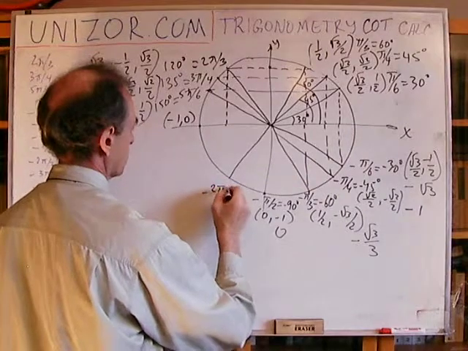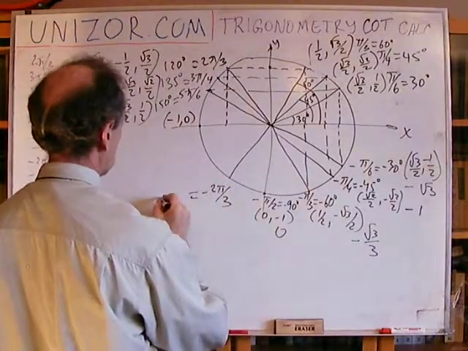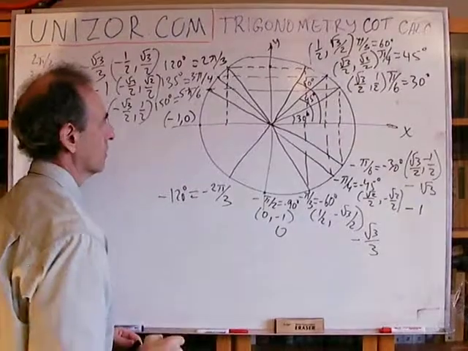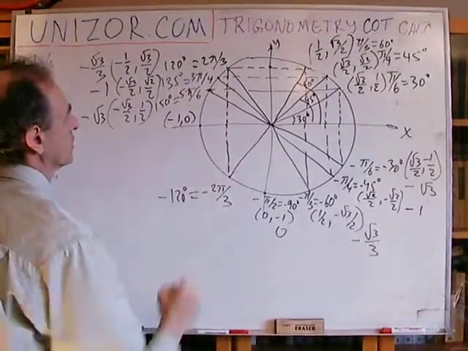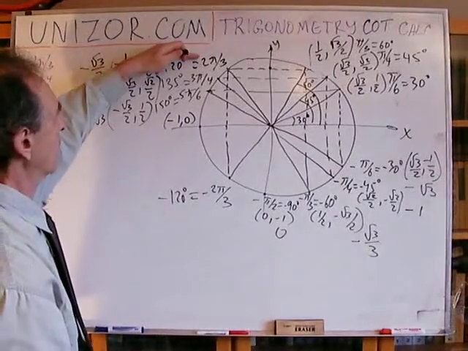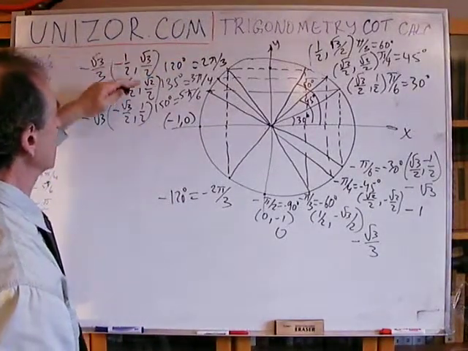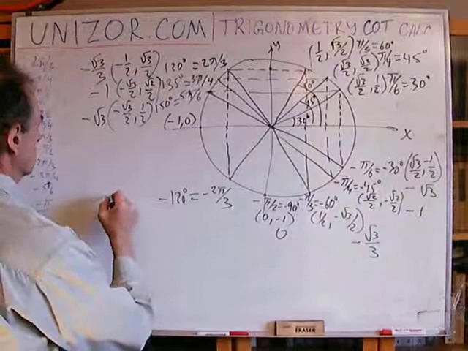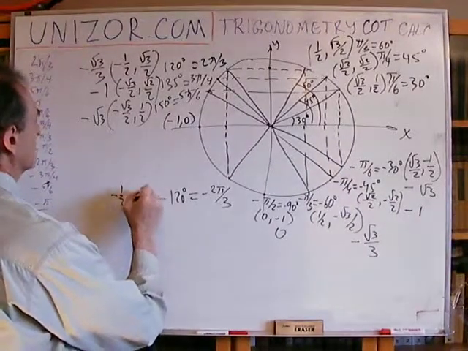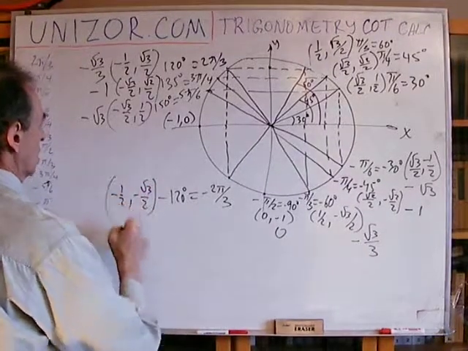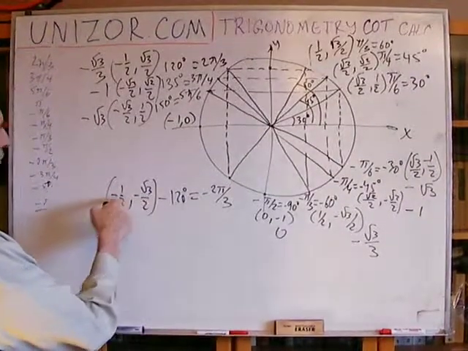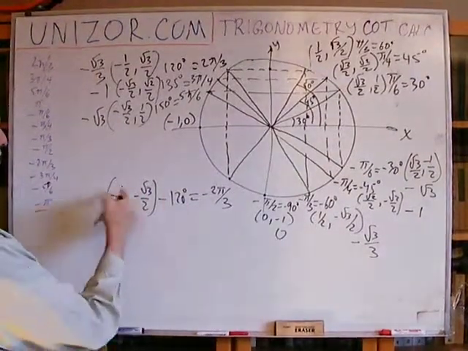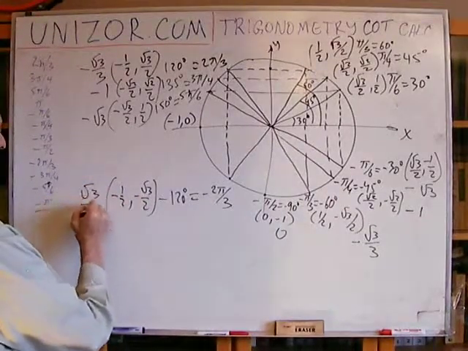Okay, minus 2 pi over 3, which is minus 120 degrees. Obvious symmetry with plus 2 pi over 3. So let's take a look at this one. Retain abscissa and change an ordinate to an opposite. So it's minus 1 half, minus square root of 3 over 2. Now, what's the ratio of abscissa over ordinate? Well, both are negative, so the result is positive. It's 1 over square root of 3 or square root of 3 over 3.